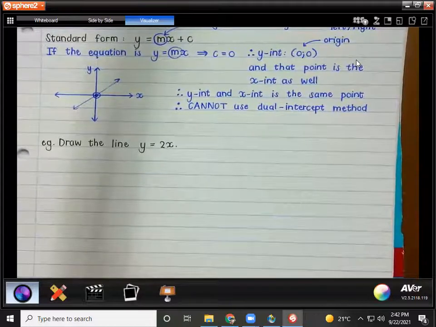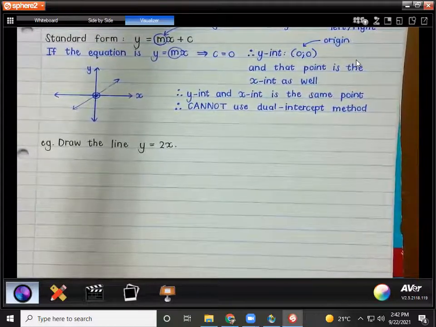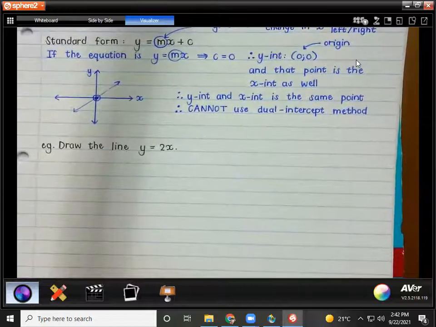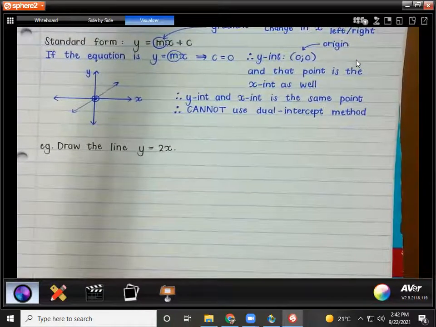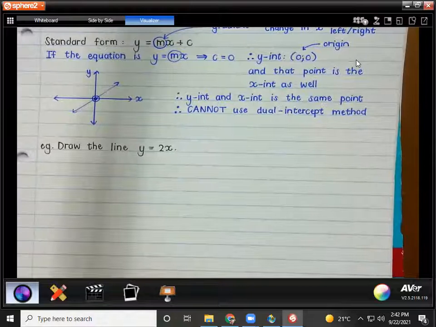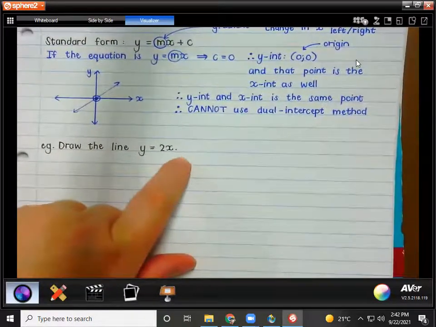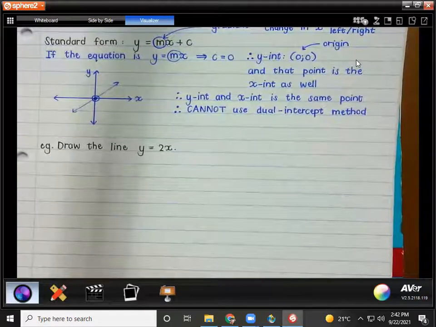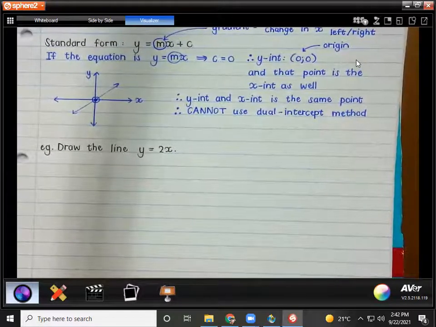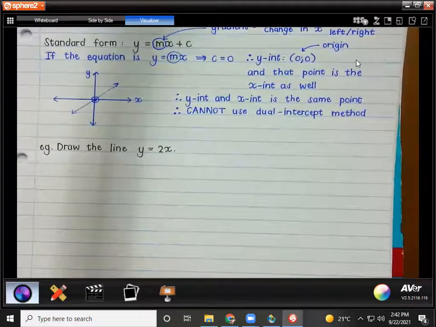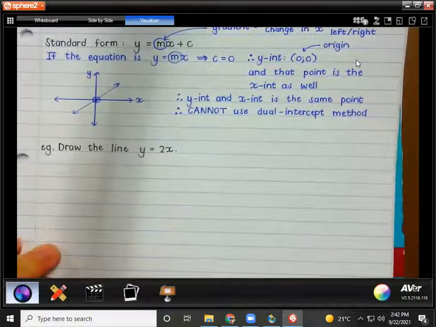Now guys, the method that we've used in the past to draw a line is we would find the y-intercept, then we would find the x-intercept, we'll plot them both, and that's our line. Okay, let's try that. What is the y-intercept here? What is my c value? What number is written after the 2x? 0, essentially. Hey, there's no c value. That means that c is 0.